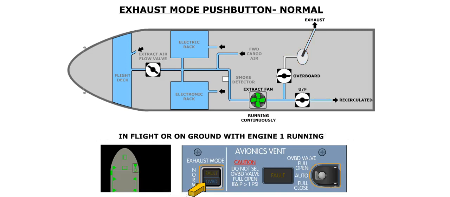If the aircraft is in flight or on the ground with the number 1 engine running, and the overboard valve selector switch in the auto position, the extract fan will run continuously, but the overboard valve will be fully closed, and the underfloor valve will be fully open.